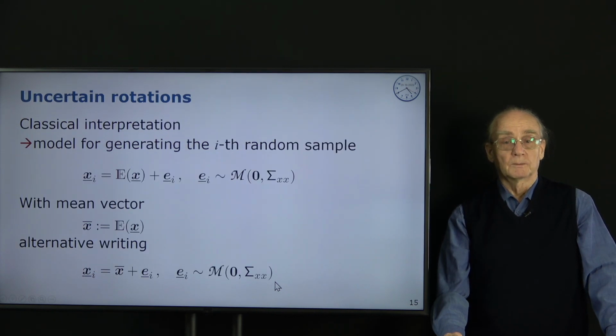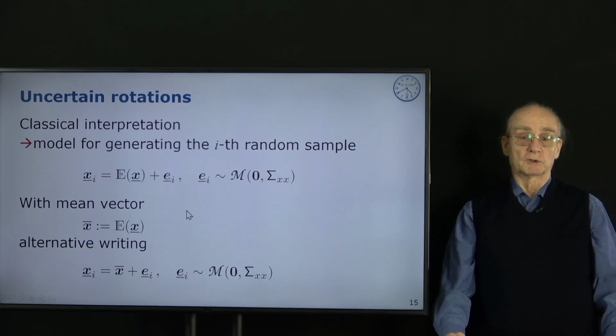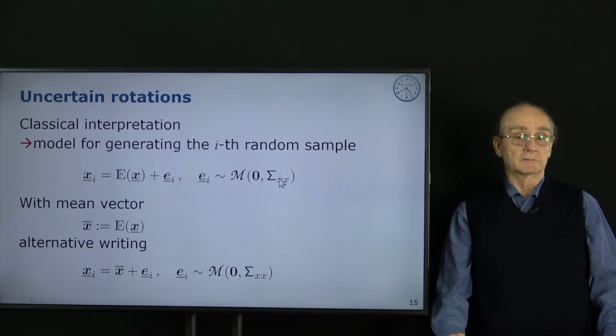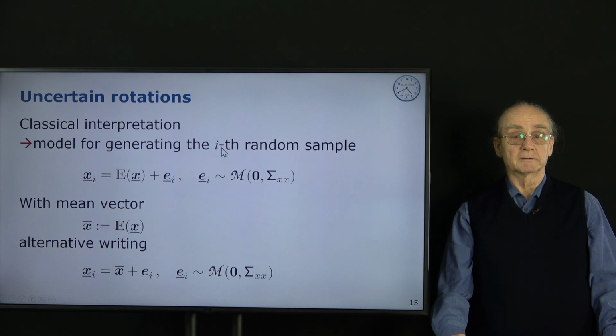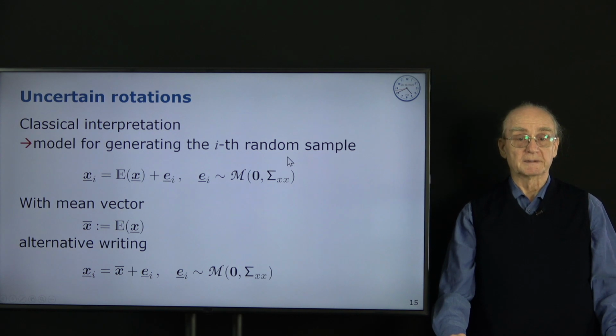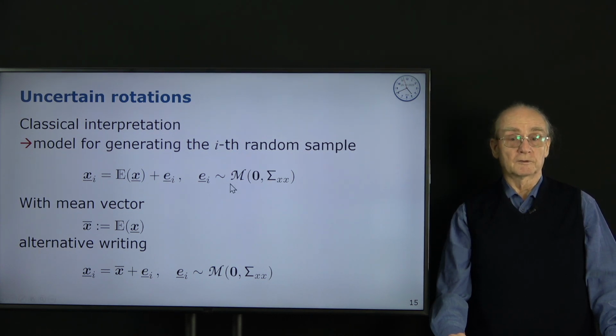Okay, what does this classical representation imply? It's an explicit model, a generative model for generating random samples of our entity. If you want to generate the ith random sample, let's say we want to generate 100 samples, then the ith random vector can be described as the mean value plus some distortion, which we take from a normal distribution usually, and ei follows some distribution with zero mean.